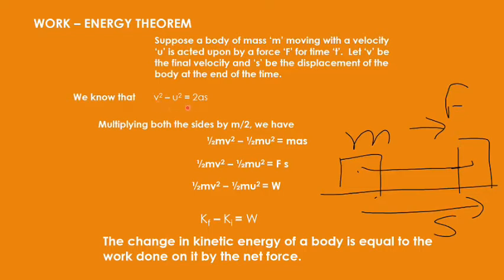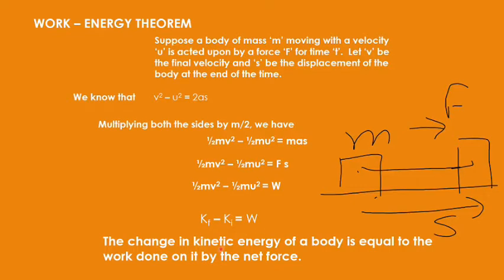By using the third equation of motion, if you multiply with m by 2 on both sides, you get half mv square minus half mu square equals mas. Here ma is the force applied and s is the displacement, so this Fs can be written as work done. Half mv square is the final kinetic energy, and half mu square is the initial kinetic energy. So you can write kinetic energy final minus kinetic energy initial equals work done. This relation itself is known as the work energy theorem.